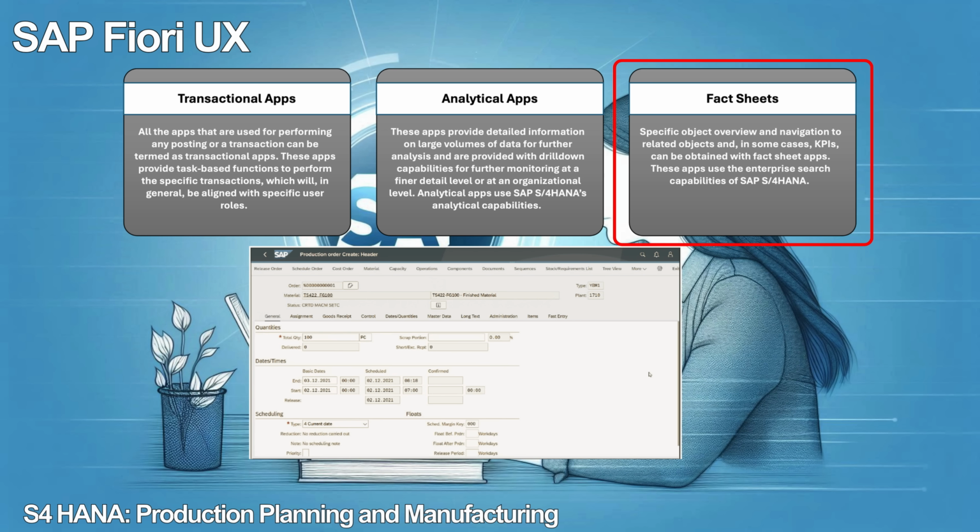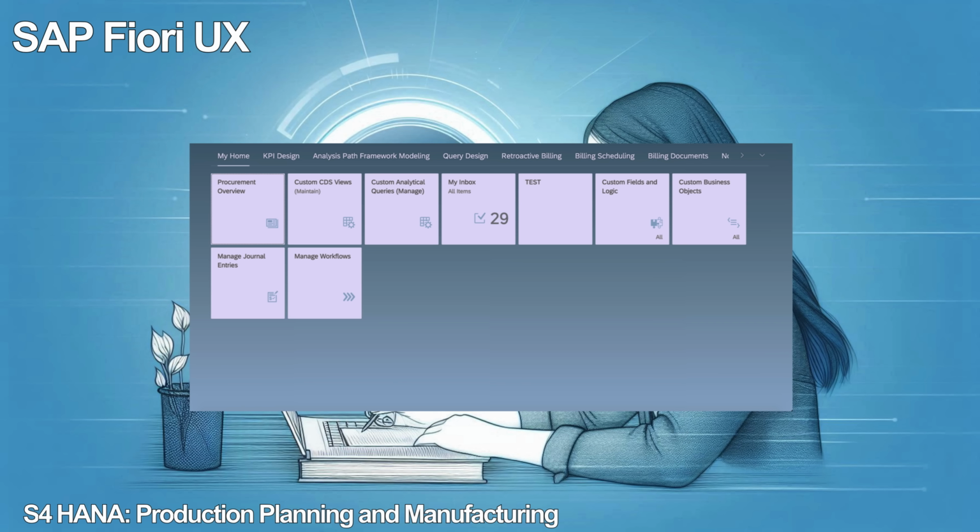Fact sheets. These offer detailed overviews of business objects and allow navigation to related data. They leverage SAP's enterprise search capabilities. Additionally, SAP GUI transactions can still be accessed through the Fiori Launchpad. These are known as classic applications.